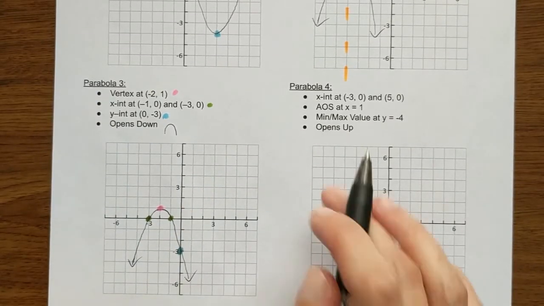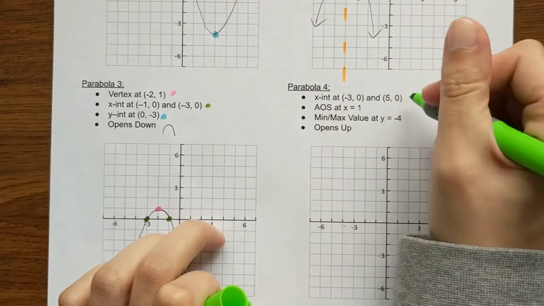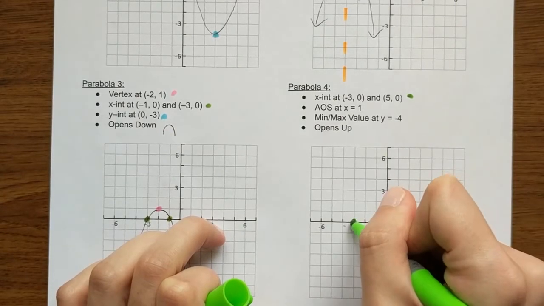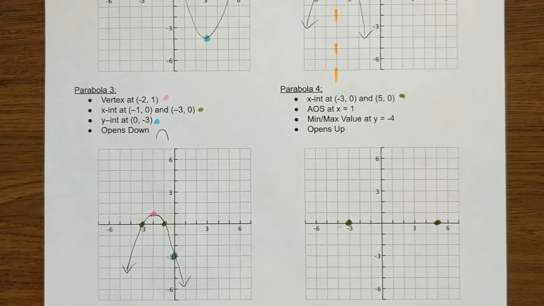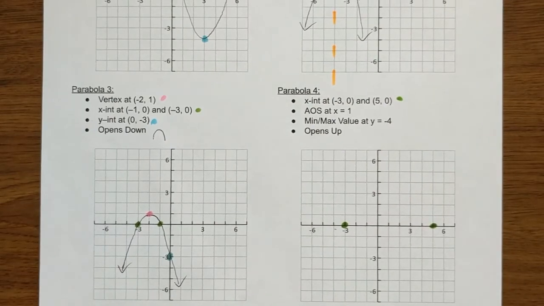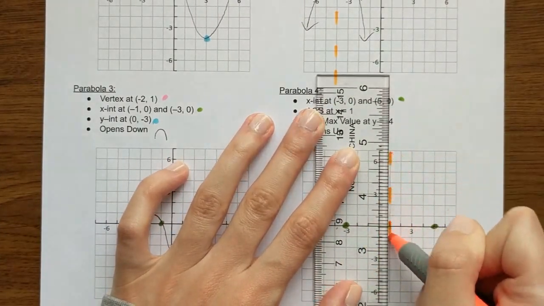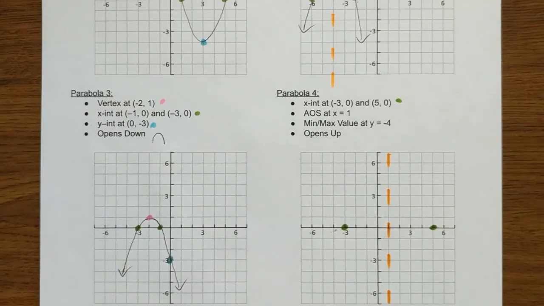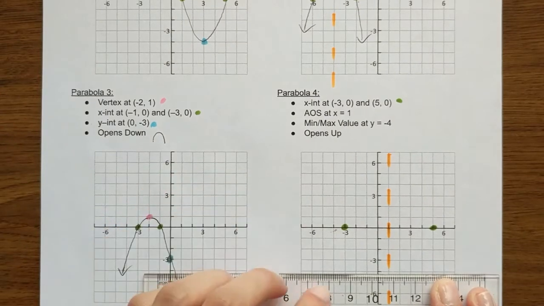And finally, we have parabola number 4. Parabola number 4 has 2 x-intercepts at -3, 0 and 5, 0. My axis of symmetry is over the value x is equal to 1, so I'm going to draw a ruler here. X is equal to 1. My min-max value is at y is equal to -4, so I'm going to draw that here.